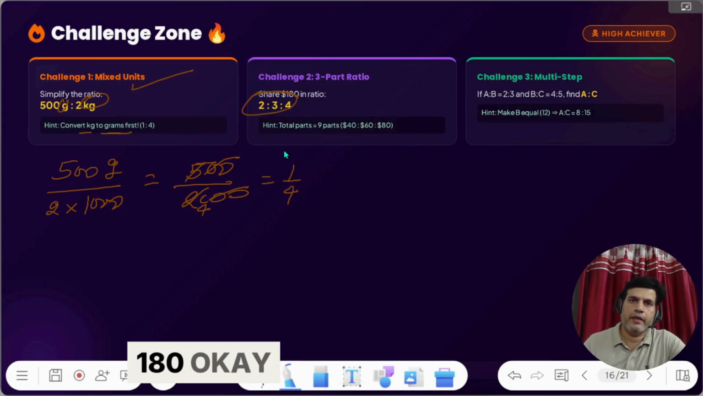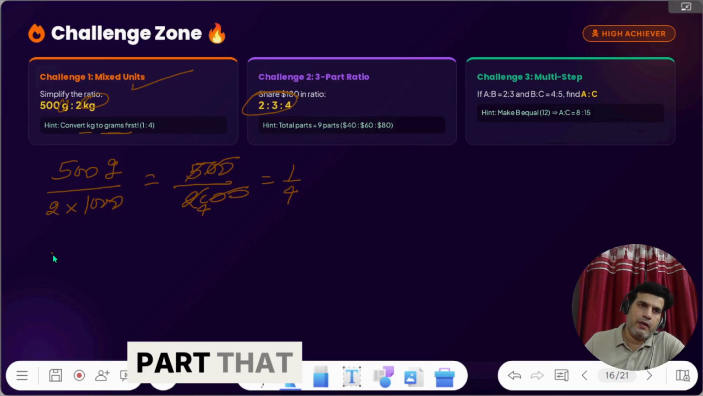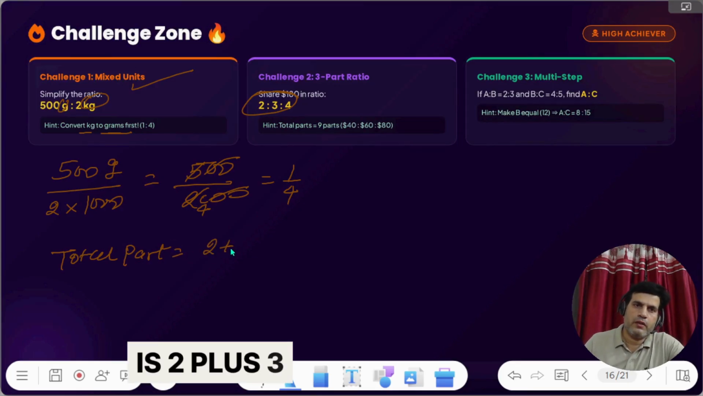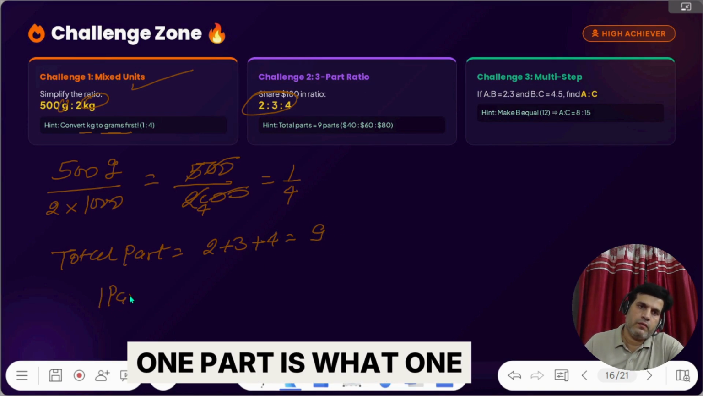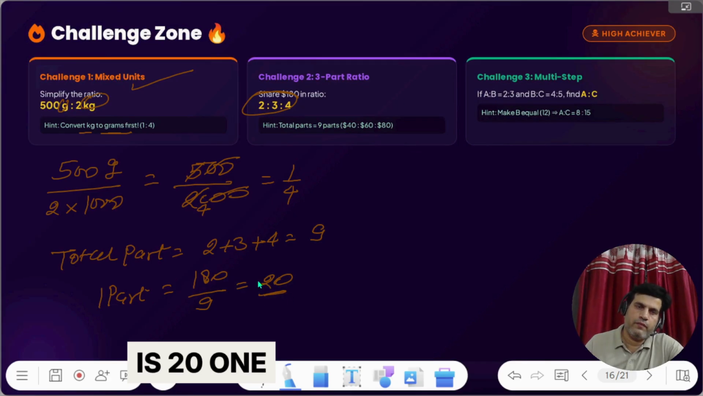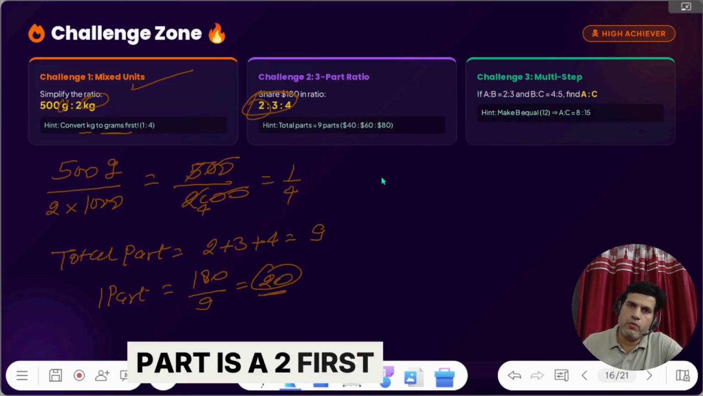Divide 180 in the ratio 2:3:4. Okay. So first we need to add the total parts. That is 2 plus 3 plus 4, that is 9. So one part is what? One part is 180 by 9, that is 20. One part is 20, so find the first part. First part is 2.